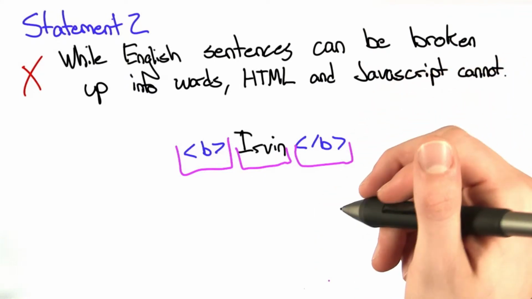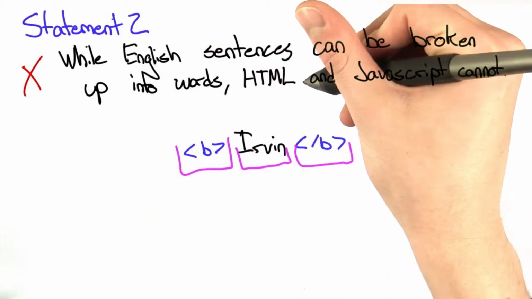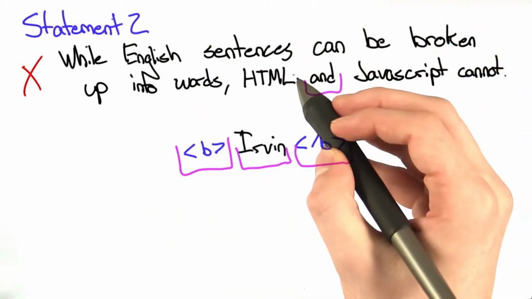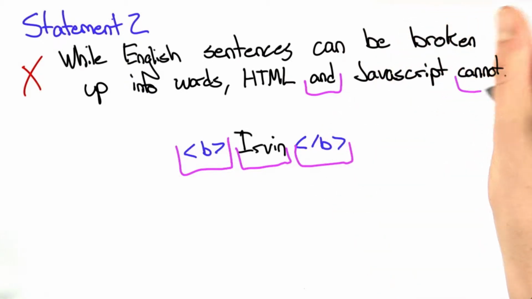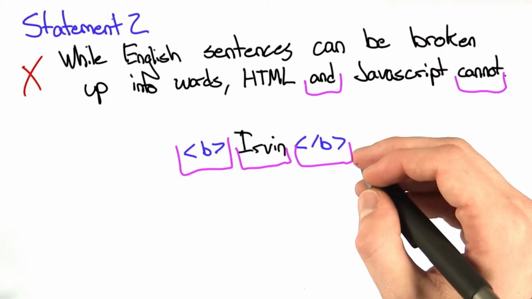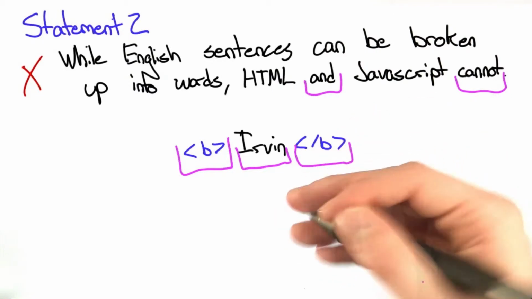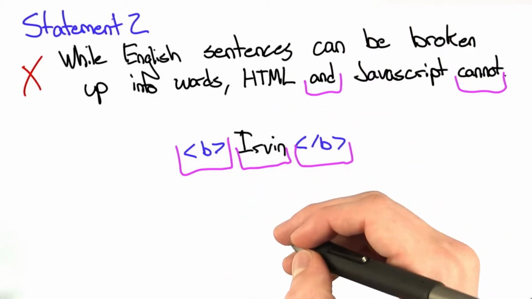In the same way that the sentence above is broken into words like "and", HTML and JavaScript can be broken into words too. Some of these words have semantic meaning, others are more syntactic structure. But nonetheless, they're words, just in a different language.